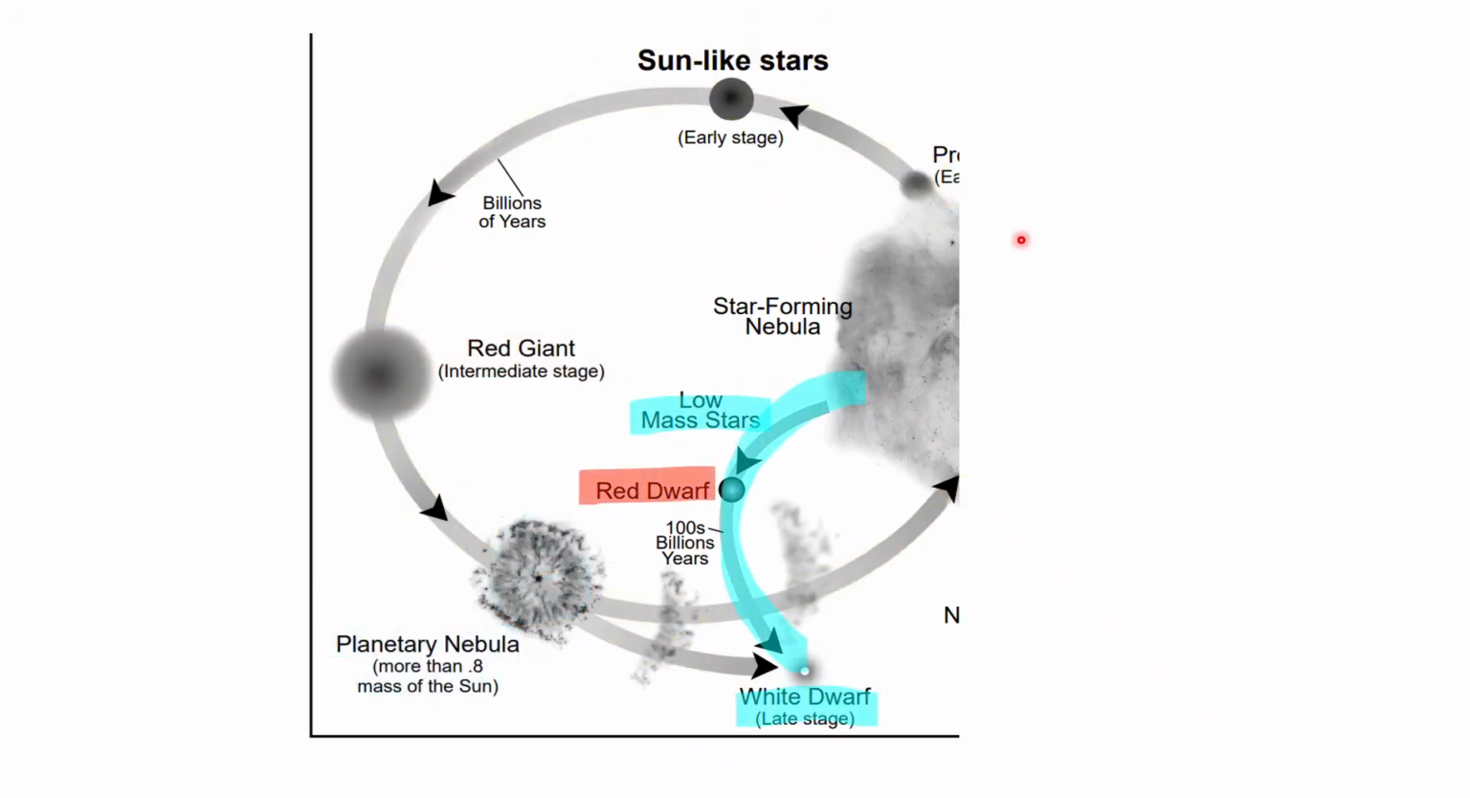Here we also see low mass stars, how they go through their life cycle as they form from the star-forming nebula. Low mass stars will actually turn into these red dwarfs, and then eventually they will turn into white dwarfs. So as we see, sun-like stars and low mass stars both can end up in this white dwarf category, the end life of these types of stars.